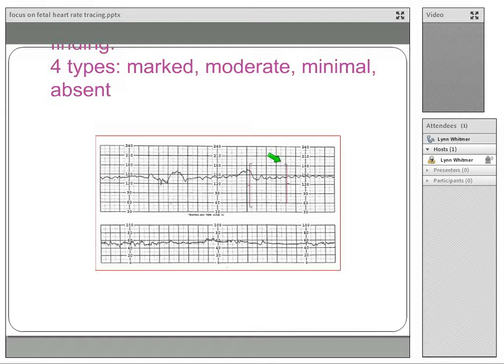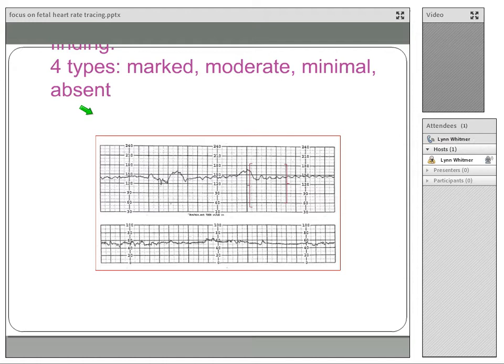And there are four kinds, as you see up here, there are four types of variability: marked, moderate, minimal, and absent. In your textbook, it's going to give you very specific outliers for each of those terminology. I do not expect you to have it in that great of detail. What I want you to recognize is that marked is healthy, moderate is good, minimal, the baby's in some type of distress possibly, and absent means we're really in trouble.